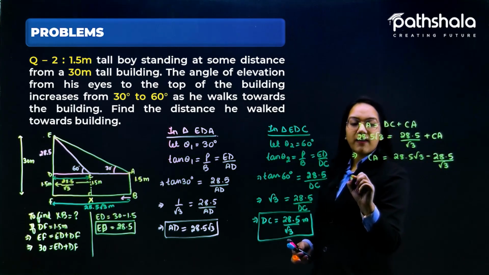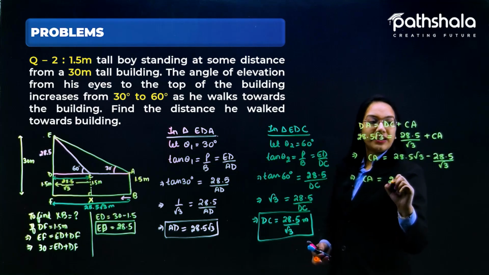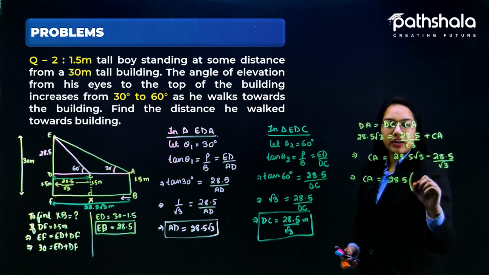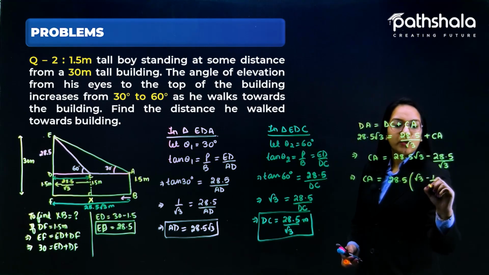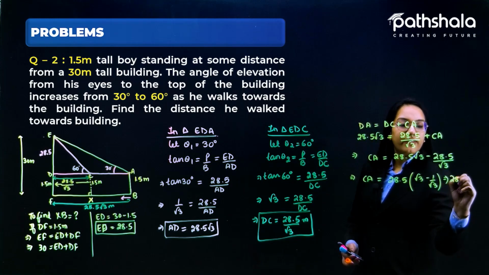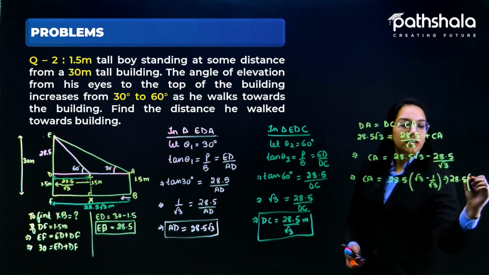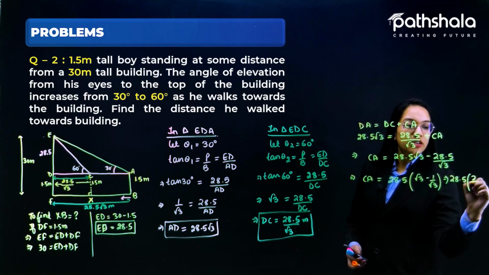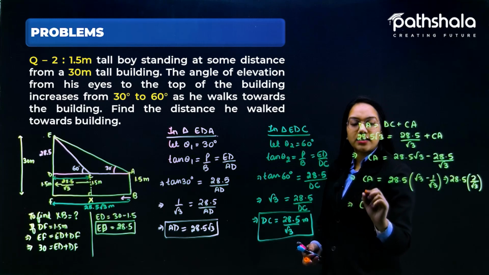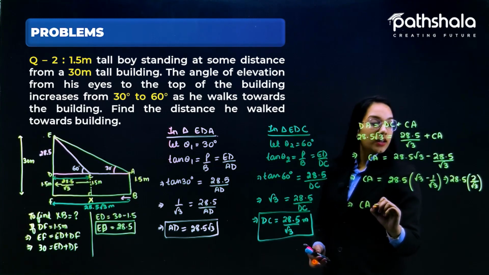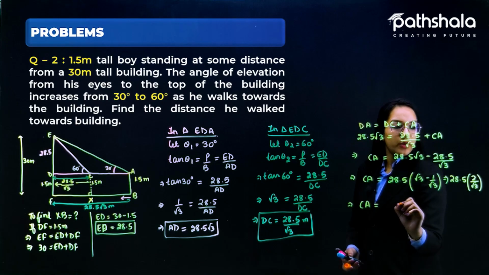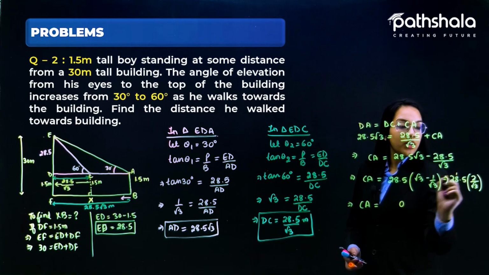Now let's take this value common. We can take 28.5 common out of it, and then we get the answer as root 3 minus 1 by root 3, which is 28.5 times root 3 minus 1 by root 3. Root 3 is 3 over root 3, minus 1, so this is 2 by root 3. So at the end we are getting CA as, let's multiply all these values, this would be 10.